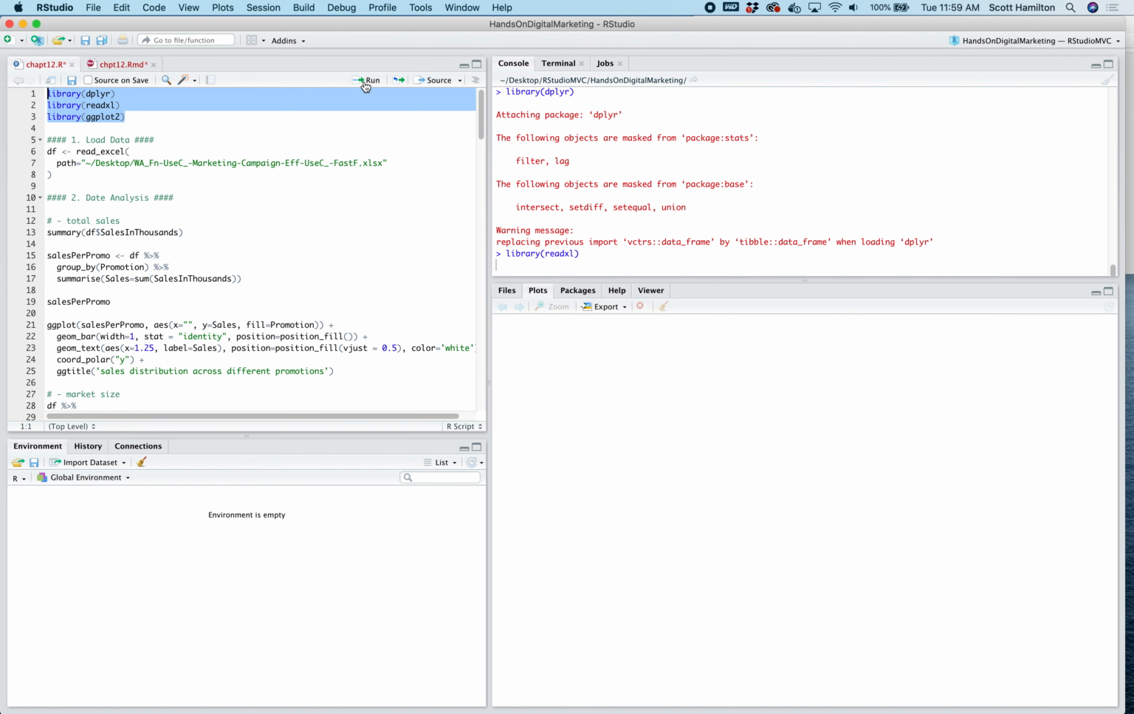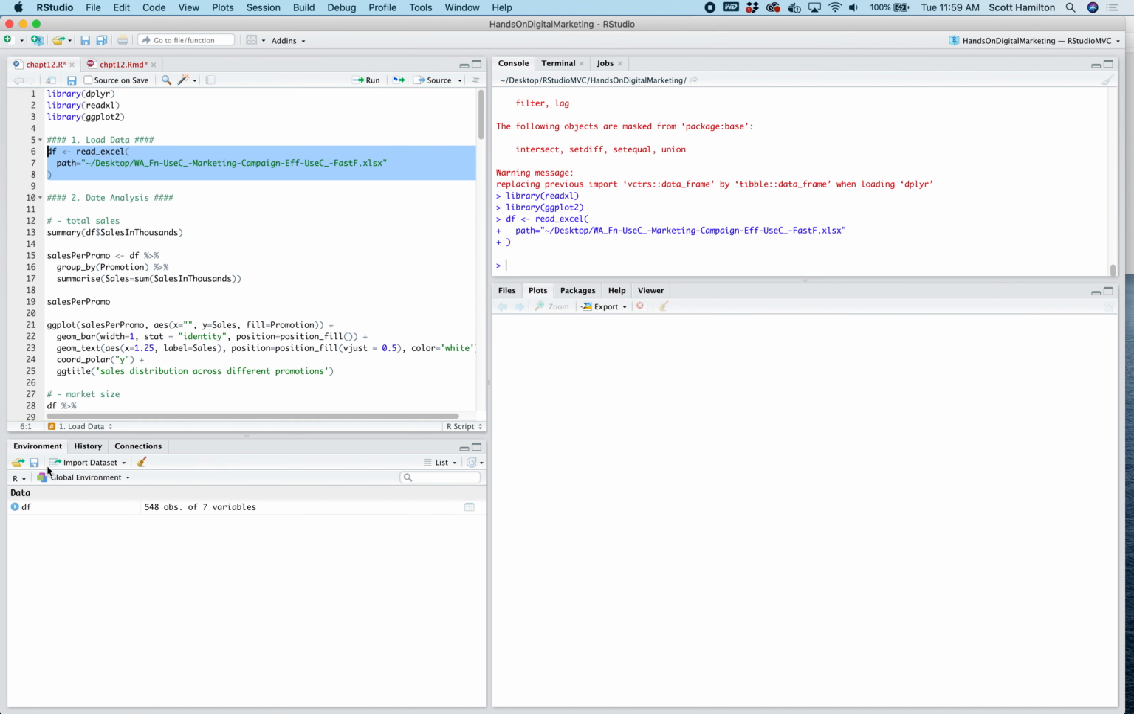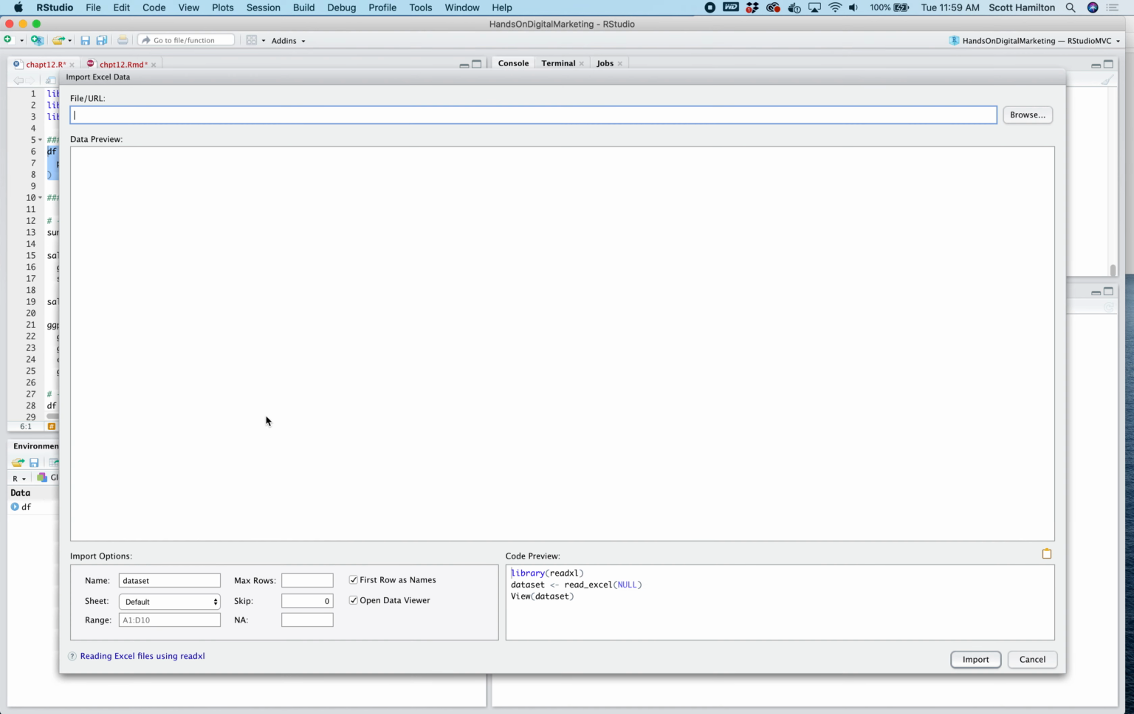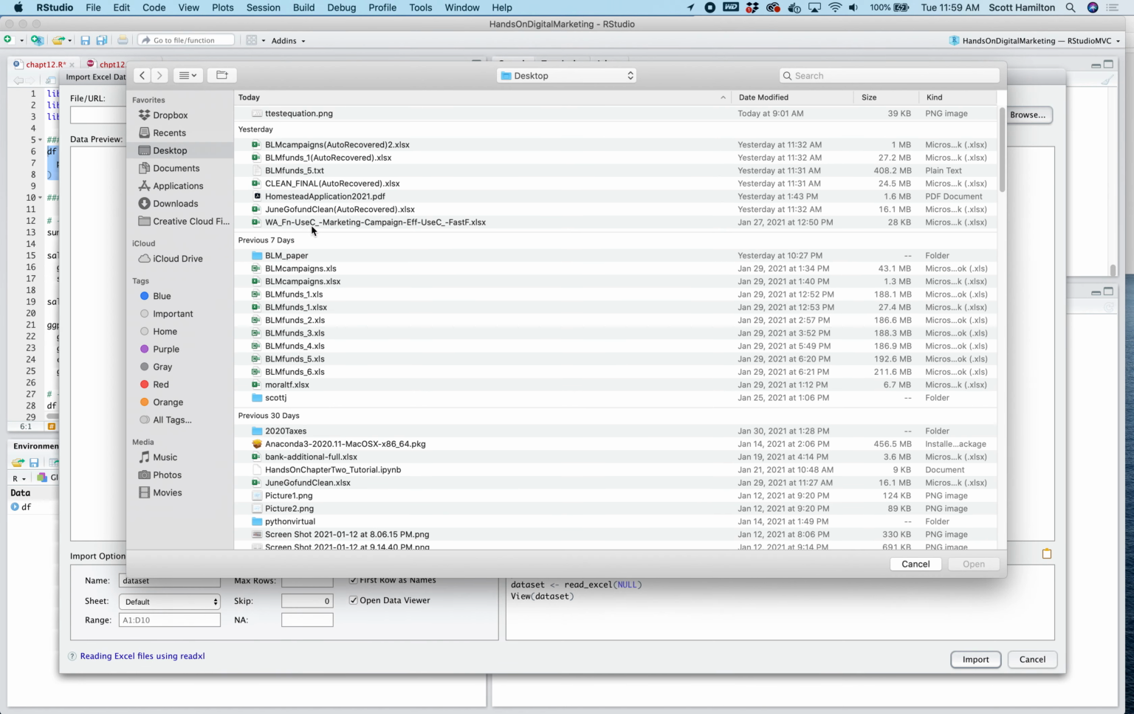I've got dplyr and read Excel and ggplot2, and then I have my path here from the desktop, and I'm going to run that there. You can also, if you want to, go to your import data set, go to Excel. That's going to do the same things. We browse here. On the desktop, I have a messy desktop, but you can pick that there.